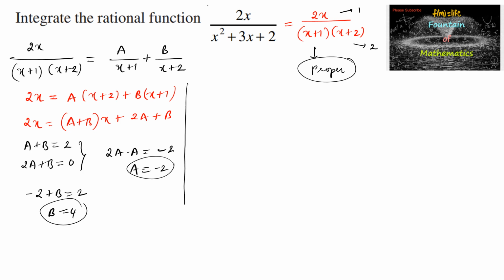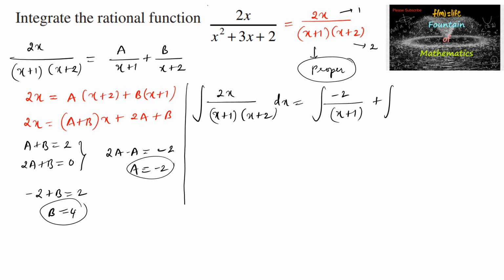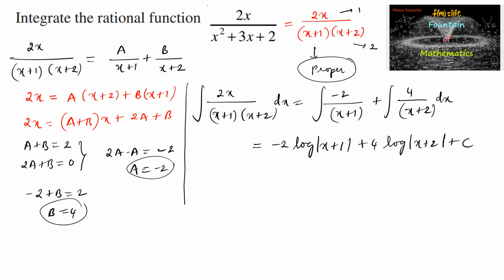So that we can write integral 2x upon (x plus 1) into (x plus 2) dx is equal to integral of minus 2 upon x plus 1 plus 4 upon x plus 2 dx. Which is equal to minus 2 log mod of x plus 1 plus 4 times log mod of x plus 2 plus c is the answer.